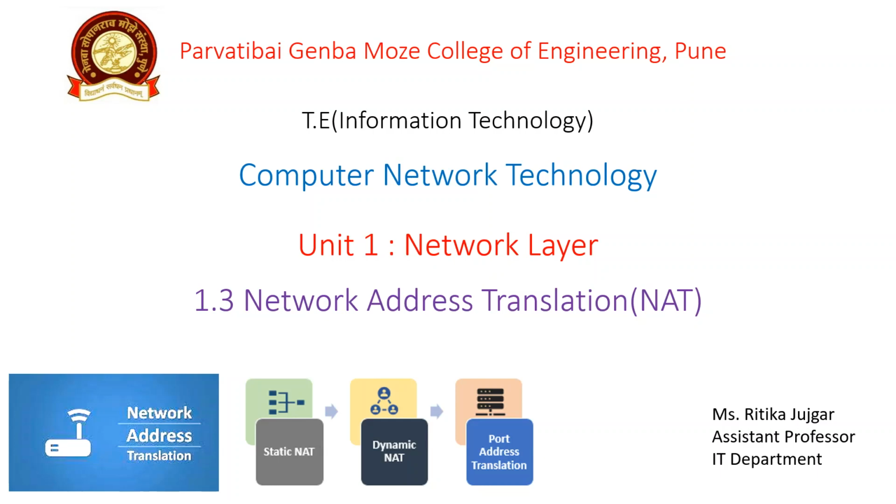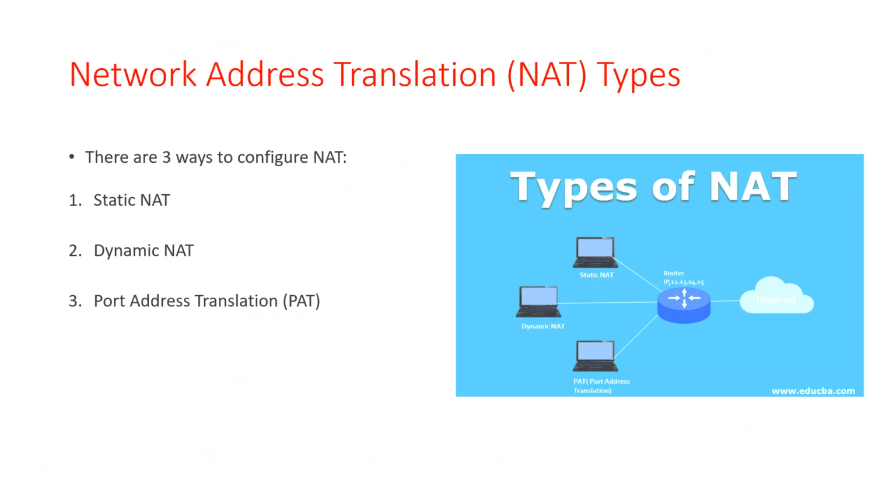So in this video, we discuss network address translation types. What types are used in network address translation? Here, there are three ways to configure network address translation. The first is static NAT, then dynamic NAT, and the third is port address translation, that is PAT.